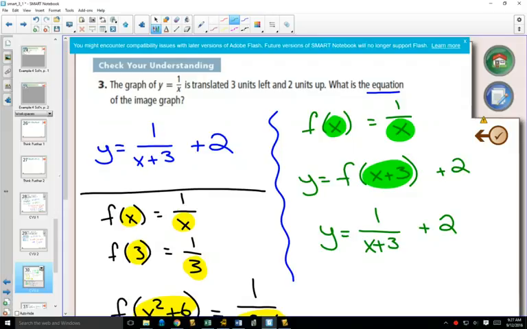So sometimes you're going to be able to go to it directly, and that's great. But if it's a really complicated function, if it had lots of x's in lots of places, you might want to take the time to say, okay, this is function notation, and then I just need to replace things in certain places.